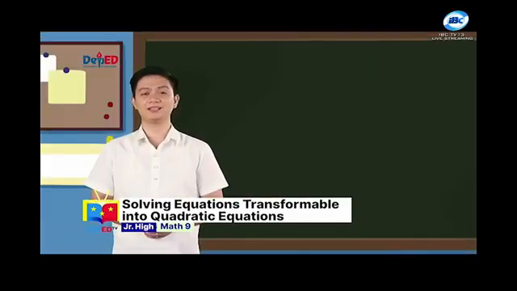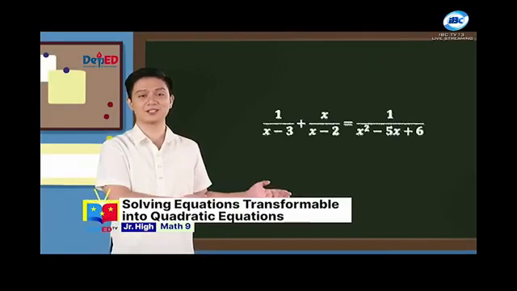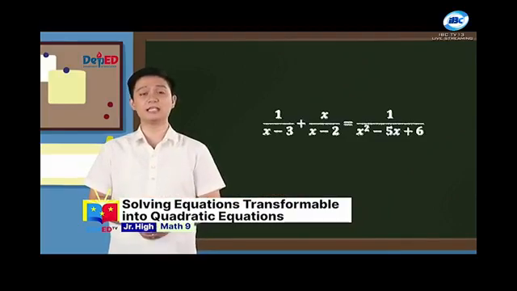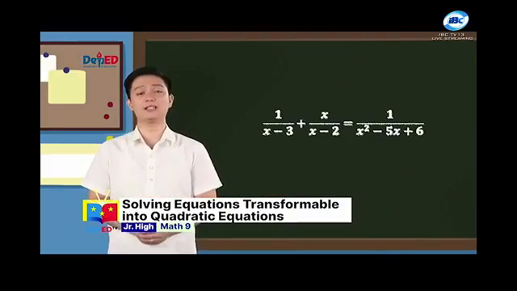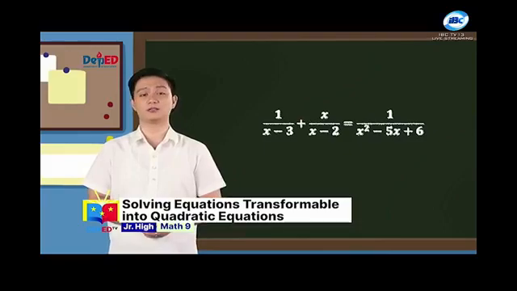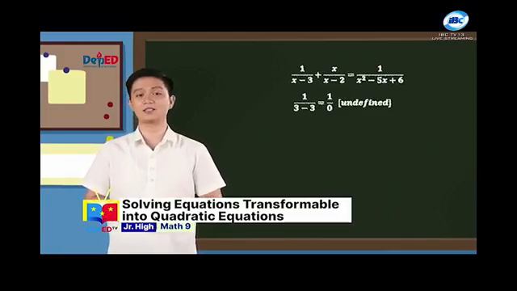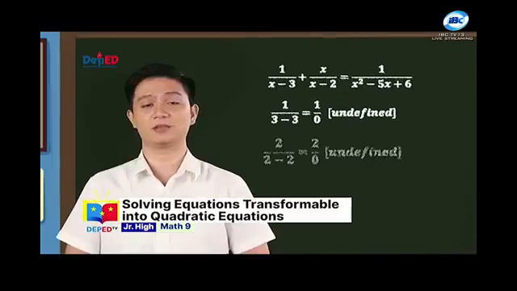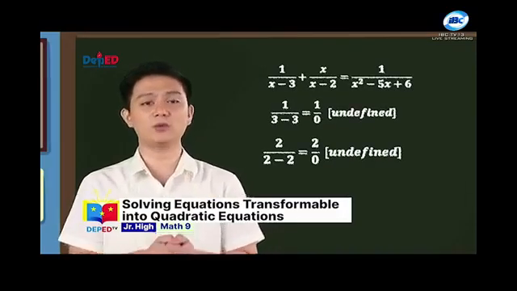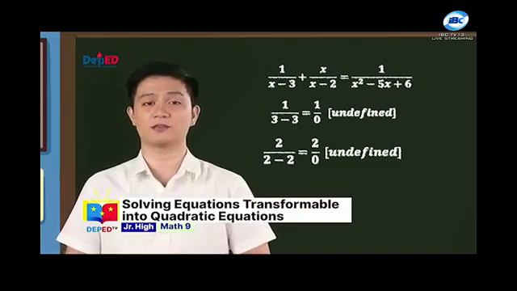One last example. Let's solve this equation. X should not be equal to 3, nor should it be equal to 2. 3 and 2 are called the excluded values of x. This is because x minus 3 will be equal to 0 when x is 3, and hence 1 over x minus 3 will be undefined. X minus 2 will be equal to 0 when x is 2, and thus 1 over x minus 2 will be undefined.